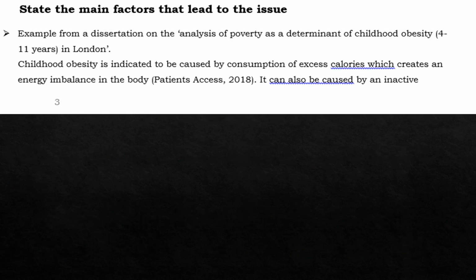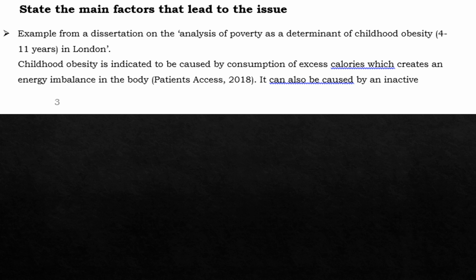Moving on to the next section, you would state the main factors that led to the health issue. The example I've provided in the template is from a dissertation on the analysis of poverty as a determinant of childhood obesity, 4 to 11 years in London. This student has talked about some of the main factors that lead to childhood obesity. Childhood obesity is indicated to be caused by consumption of excess calories, which creates an energy imbalance in the body.